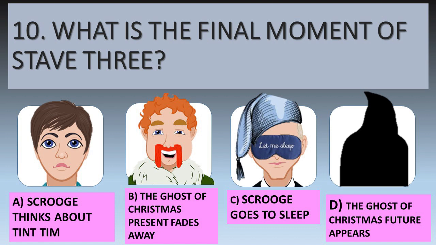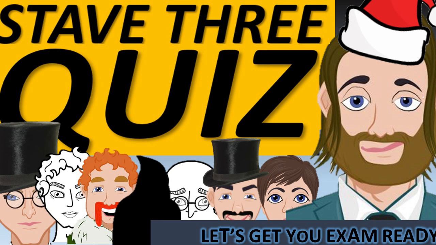And question number 10. What is the final moment of Stave 3? Is it Scrooge thinking about Tiny Tim? Is it the ghost of Christmas Present fading away? Is it Scrooge falling to sleep before the visit of the next ghost? Or is it D, the ghost of Christmas Future, the ghost of Stave 4, appears to Scrooge? Okay, those are our 10 questions to recap the key events and moments in Stave 3.